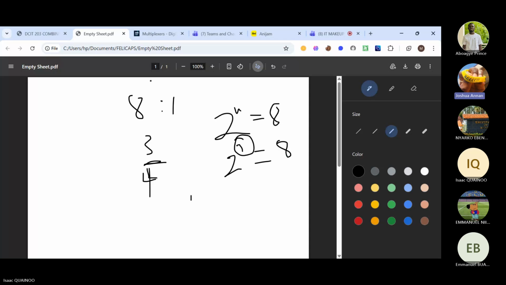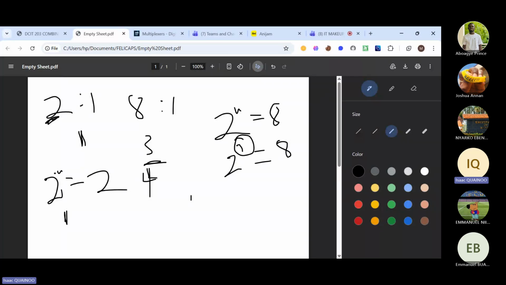Please, what about the 2:1 multiplexer? Our select lines is 1, because you know 2 raised to the power n is going to be our input, and the input for a 2:1 multiplexer is 2, right? 2 raised to the power 1 will give us 2. Yes, exactly. So that means you need 1 select line.